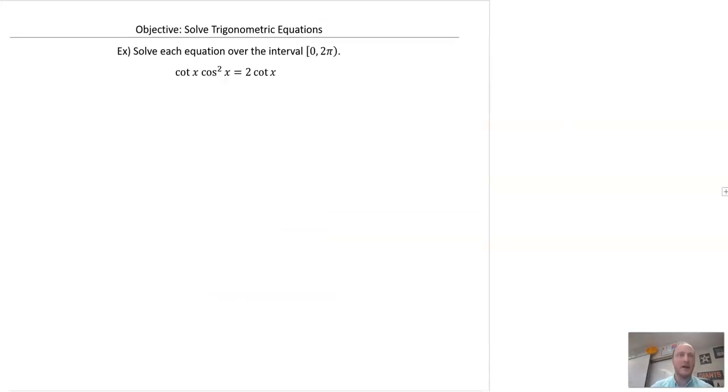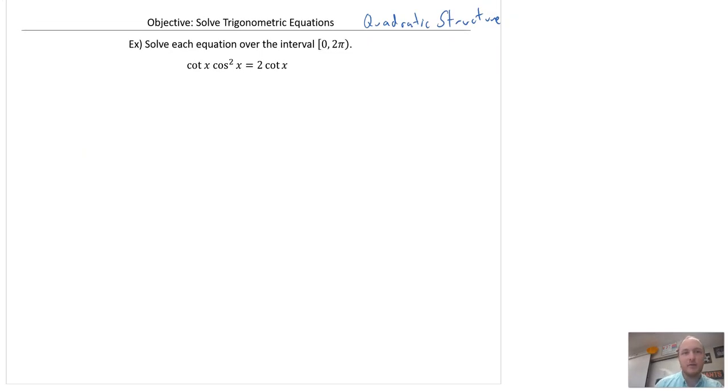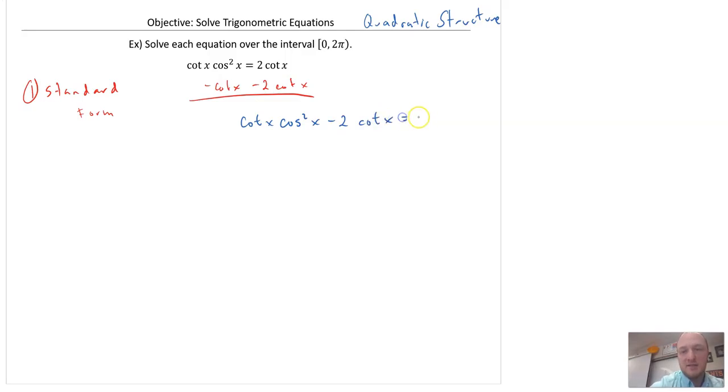All right, so let's go ahead and look at another example. And note that in this example, again, this is a quadratic structure. Okay, but note that this example, it is not in standard form. So step 1, what I'm going to go ahead and do is I'm going to put it in standard form. So I will subtract 2 cotan x on each side. Okay, and I get cotangent of x times cosine squared of x minus 2 cotan x is equal to 0.